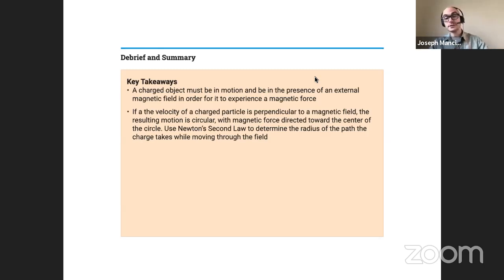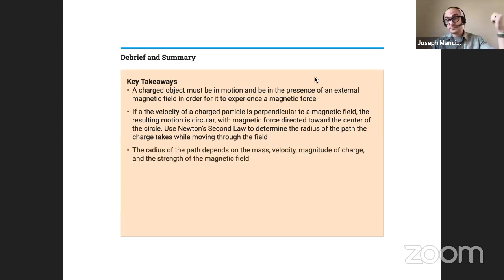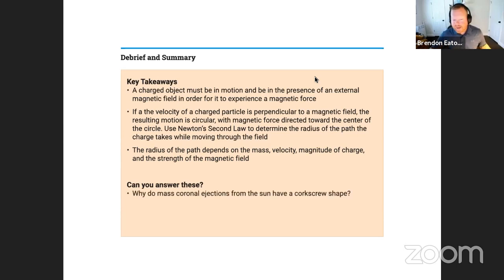You can use Newton's second law to determine the radius of the path and use that relationship to figure out how changes in the situation affect the radius, which depends on mass, velocity, magnitude of charge, and the strength of the magnetic field. And can you answer these challenge questions? Why do mass coronal ejections from the sun have a corkscrew shape? If you don't know what those look like, Google that really quick. There's some pretty neat images out there. And why are most electrical and data cables shielded? The packages say shielded on it.